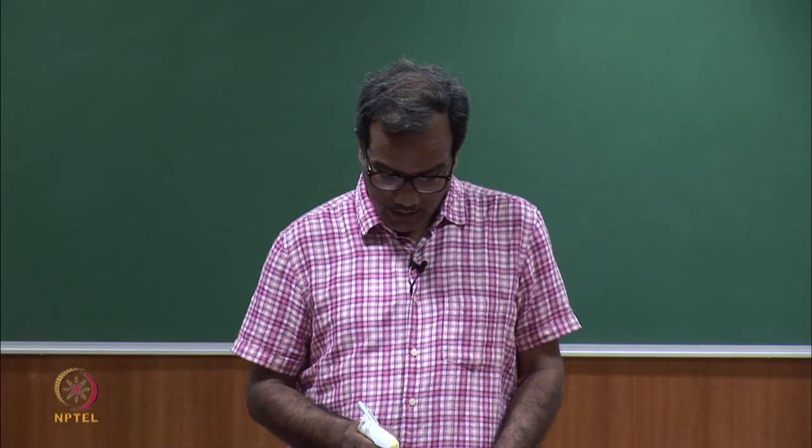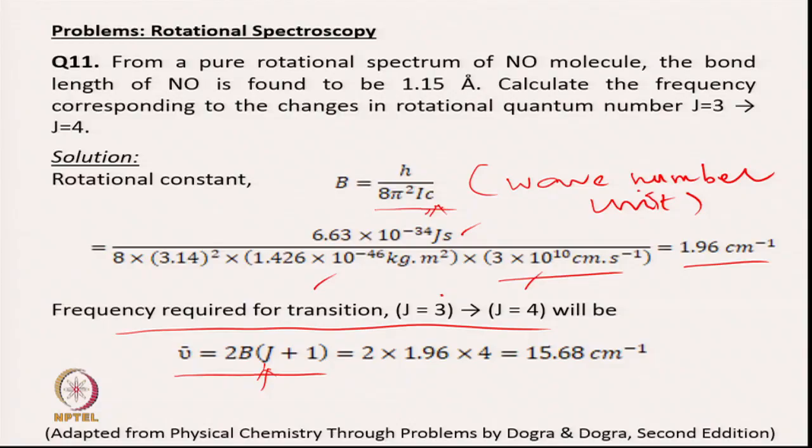So, here the value of j is 3, and so you can get nu bar. Nu bar will be 2 B into 4, B we have already calculated, and so nu bar is 15.68 centimeter inverse.